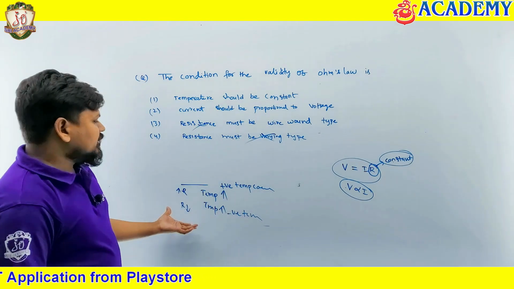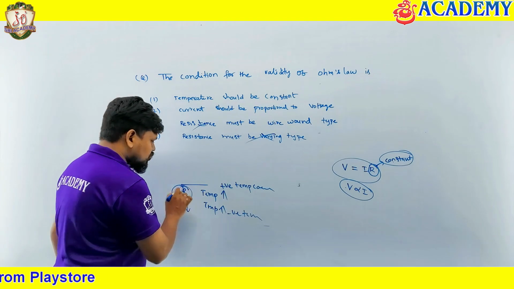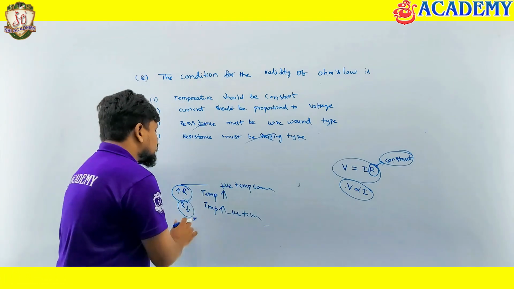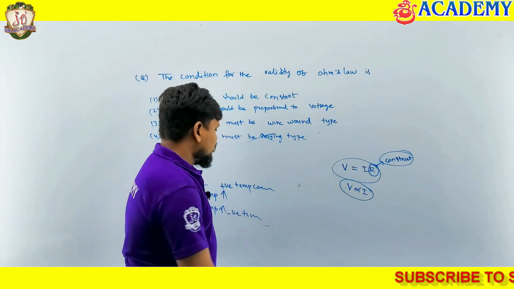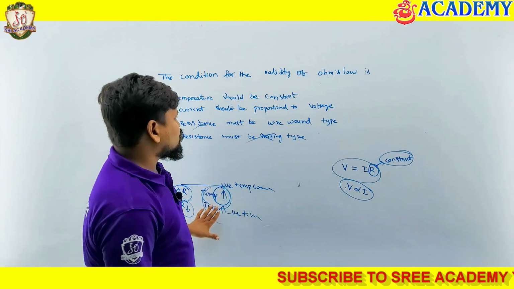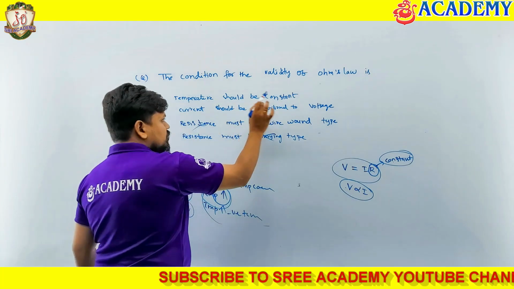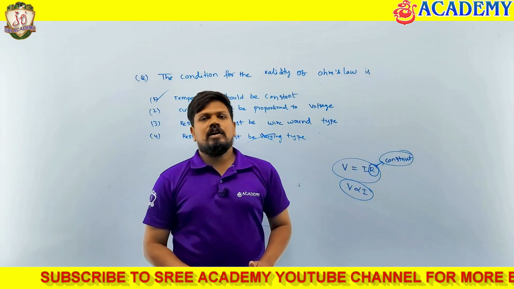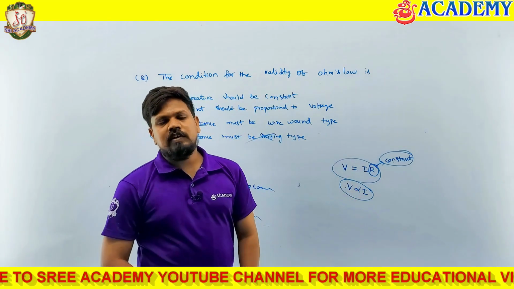Now, to satisfy Ohm's law, resistance should not change. It should not increase and it should not decrease. How should resistance not change? Temperature should not change. Understanding, right? Temperature should not change, that is the only one. So temperature should be constant. When temperature is constant, definitely resistance will be constant. Then only V is proportional to I, and then only Ohm's law will be satisfied.